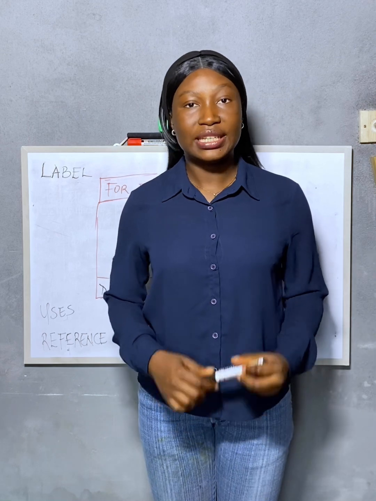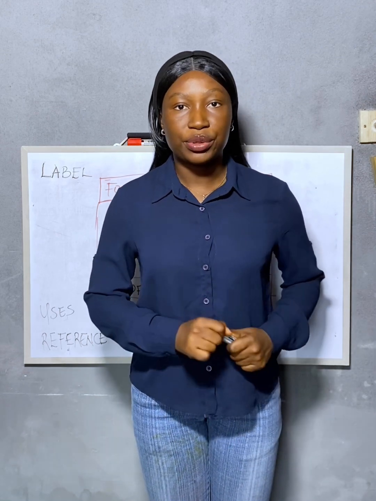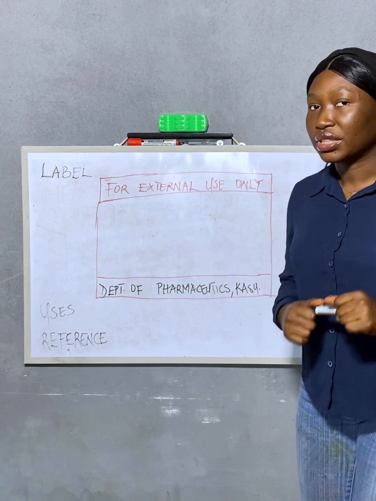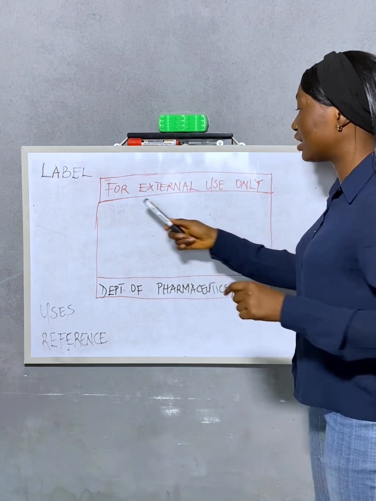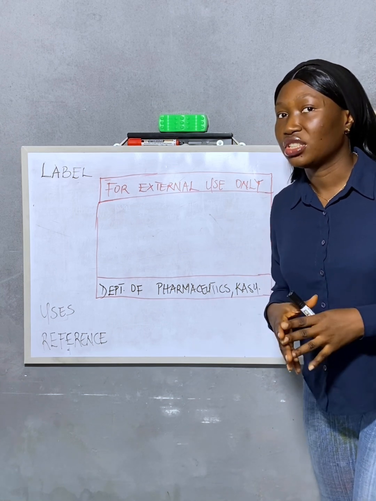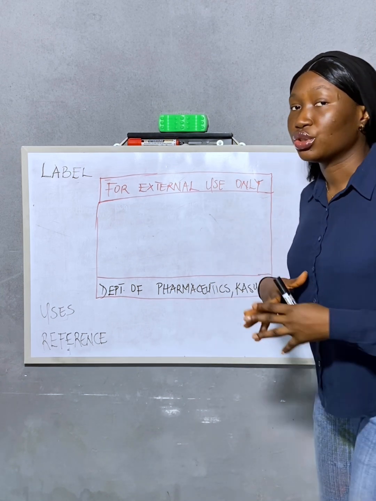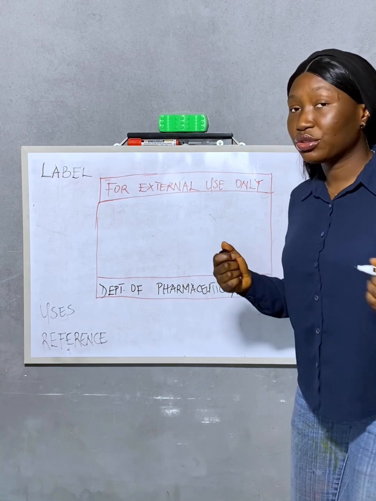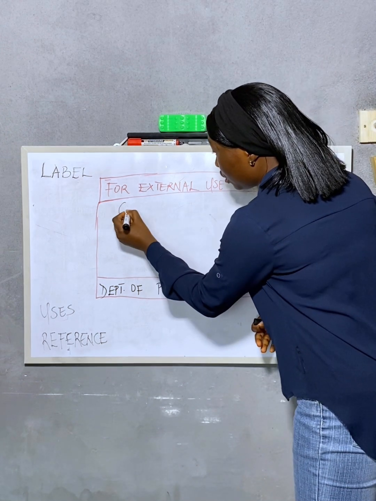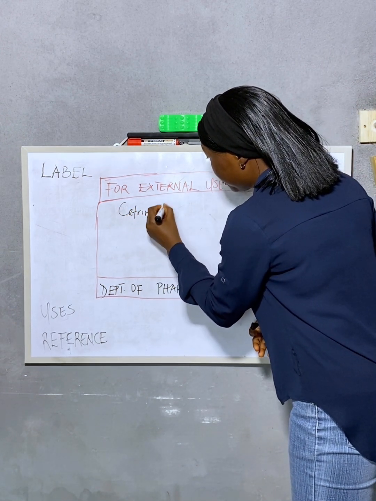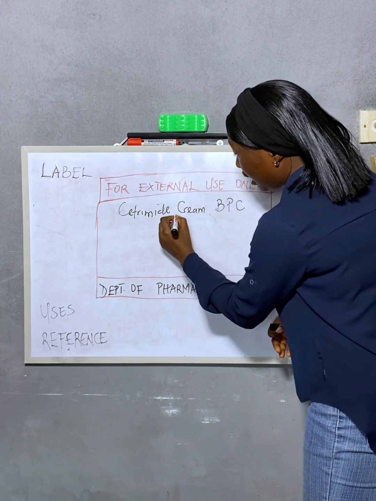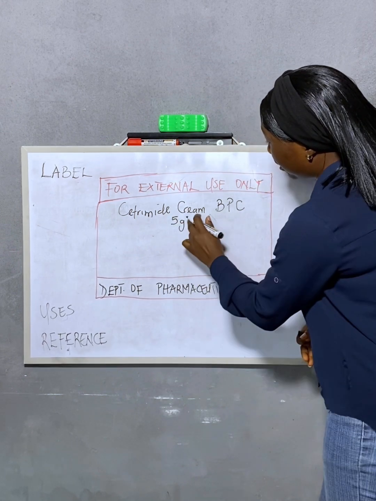Next you have is your label. And since it's an external preparation, your borders will be in a red ink like this. And do not forget, something very essential is your auxiliary label, for external use only, as it serves as a form of warning to the patient not to ingest this preparation or this drug. So you have cetrimide cream. Since it's an official preparation as well, you just write it down the way it was given. Cetrimide cream BPC, and you were asked to send 5 grams, so 5 grams comes next.